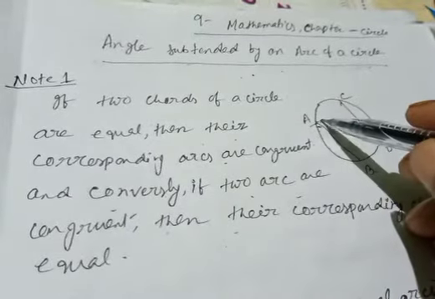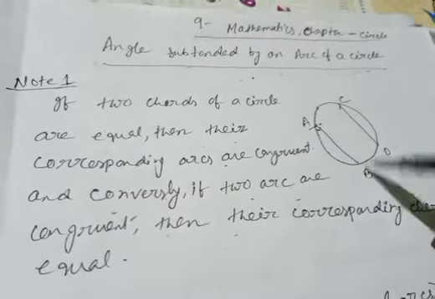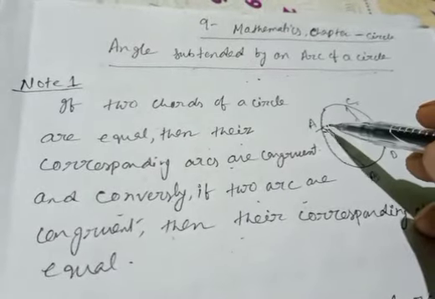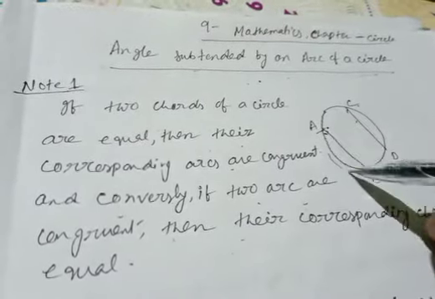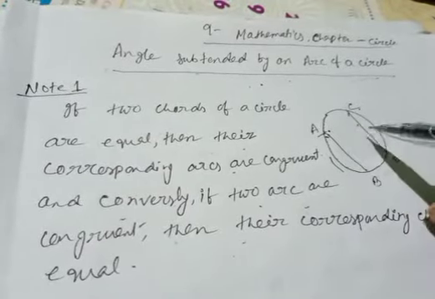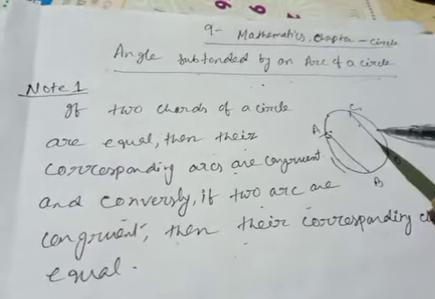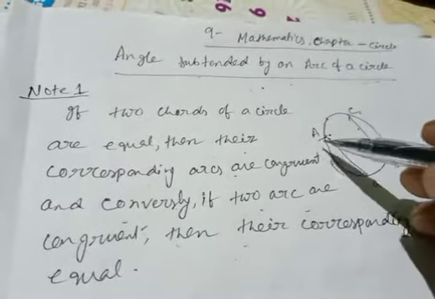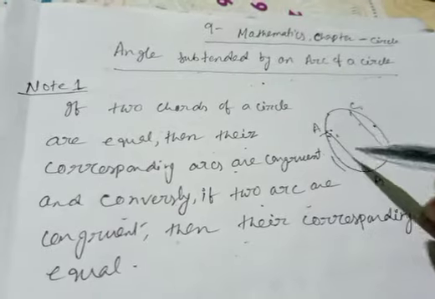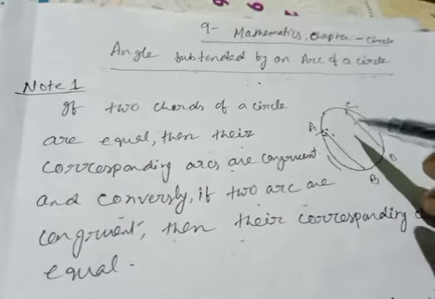That means you can see this chord AB and chord CD. So corresponding arcs are congruent means this arc AB and this arc CD. Okay, if AB is equal to CD, then their corresponding arcs are congruent. Or conversely, you can say that if the corresponding arcs are congruent, then you can write AB is equal to CD. Means chord AB is equal to chord CD.